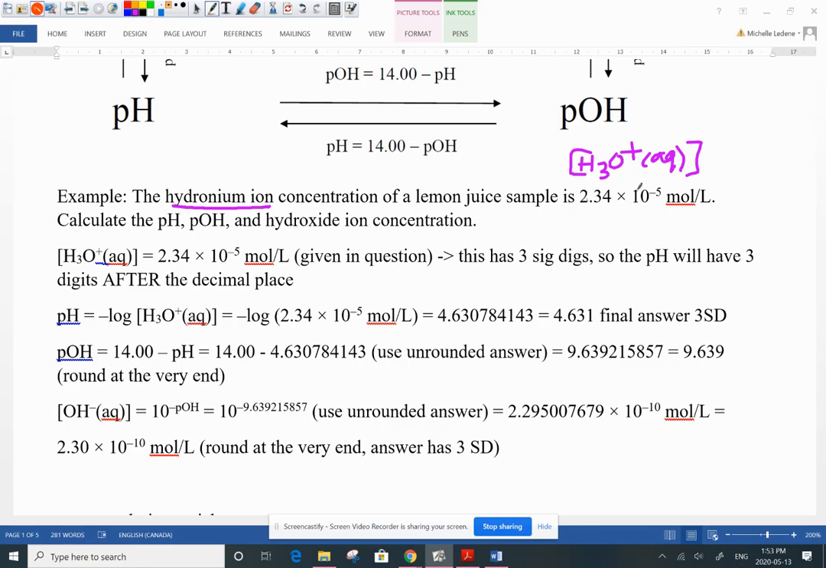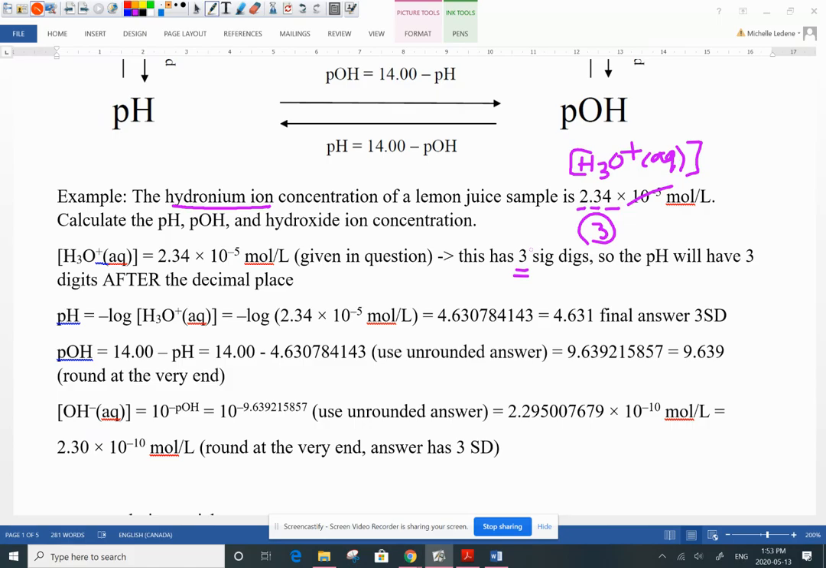Well, it's a concentration, right? So that doesn't count in the value of the concentration. Here's a digit, here's a digit, here's a digit. So this is a 3-digit concentration. That means that my answer has got to have 3 sig digs.